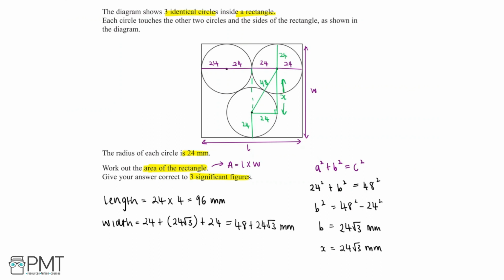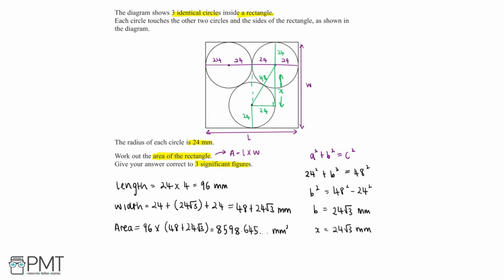And now to find the area of the rectangle, we need to multiply the length and the width together. So we'll say that the area is equal to 96 multiplied by 48 plus 24 root 3, which will give us an answer of 8,598.645... Now we're asked to give our answer correct to three significant figures, and so rounding this, we can say that the area is equal to 8,600 millimeters squared.